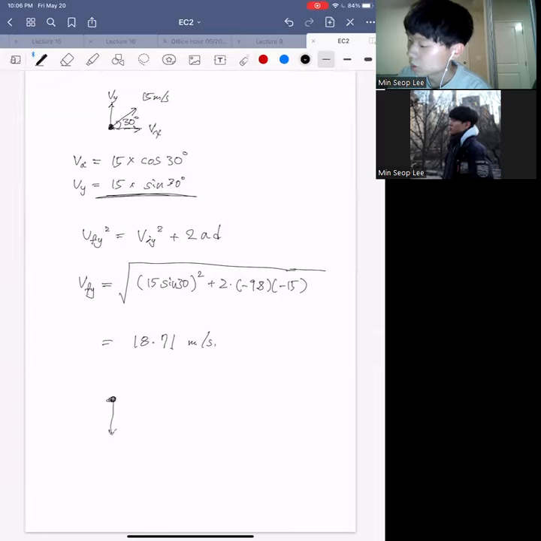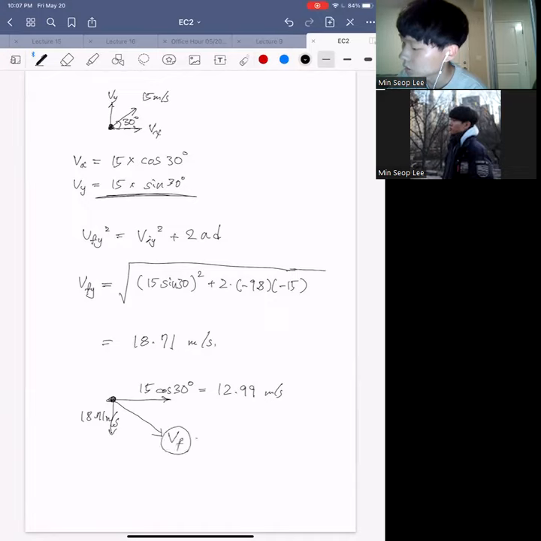We're just going to get rid of the negative. The x direction is, as I said, still the same, which would be 12.99 meters per second. So we're interested in this final velocity. Simply using the Pythagorean theorem, we get 22.78 meters per second.